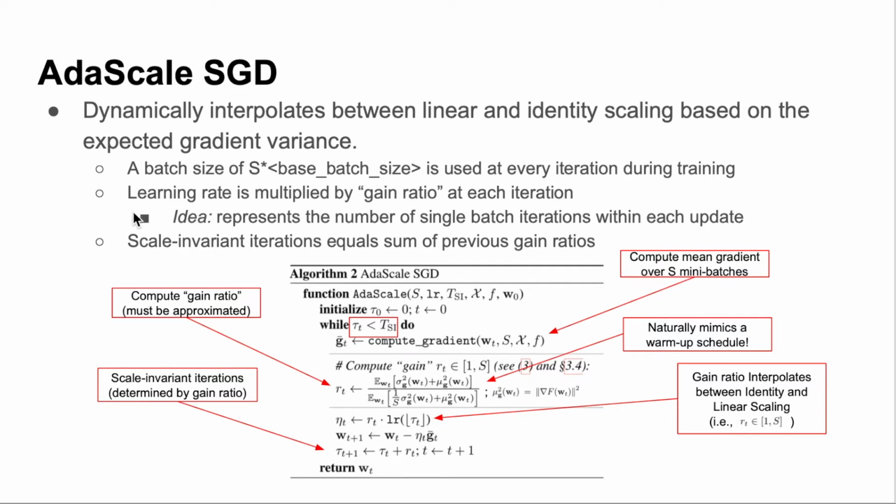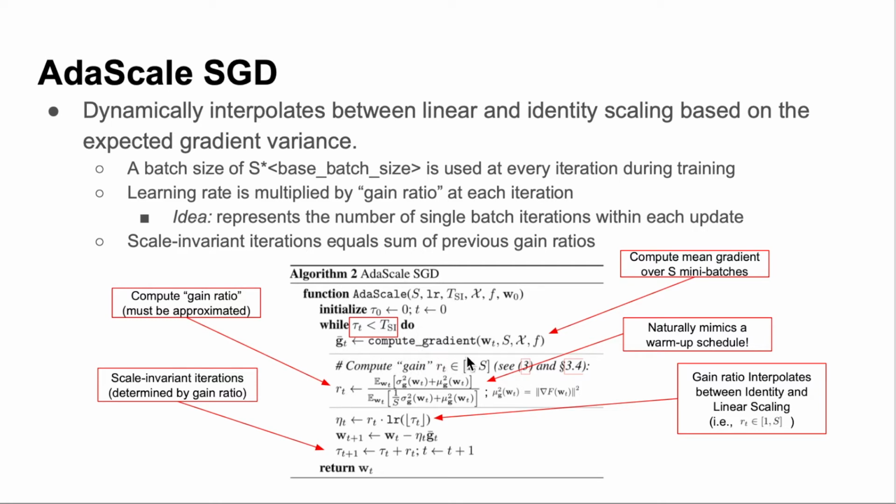And this is dynamically calculated based on the variance and the gradient of our mini batch. The idea behind this is that our gain ratio represents the number of single batch iterations that are happening within each update. So we also want to keep track of something called scale invariant iterations, which basically just equals the sum of the previous gain ratios. We can see an outline of the algorithm here in pseudocode, where right here we're tracking the number of total scale invariant iterations that have occurred and making sure that it's less than the total number of scale invariant iterations that we want to perform.